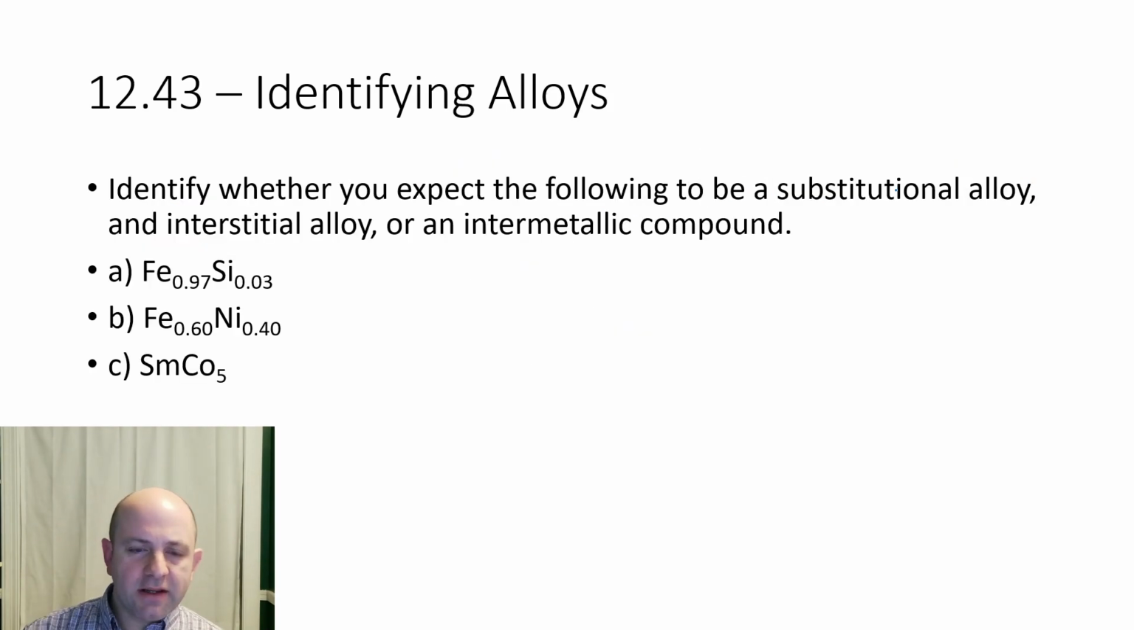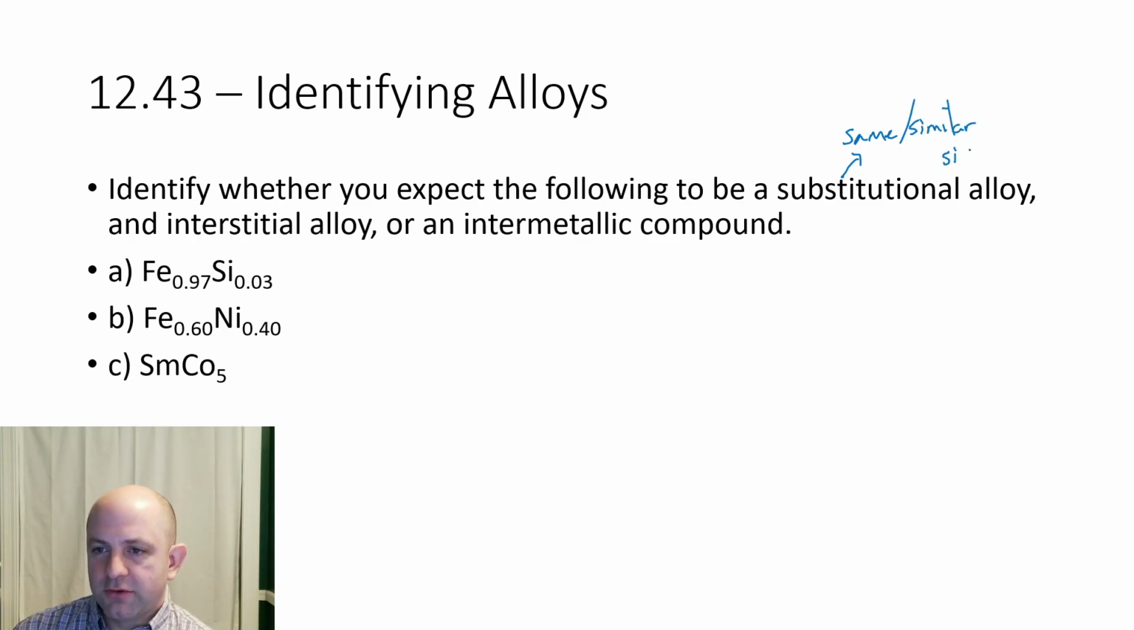All right, for the second type of actual problem where you've got to do some work here is identifying alloys. And so we have three types of alloys. We have substitutional, we have interstitial, and we have intermetallic. Substitutional, that's going to happen when the two metals are the same or similar sizes.